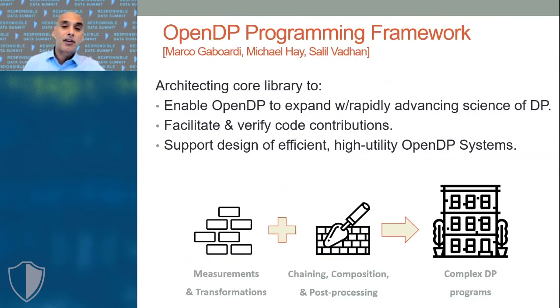For the core library of differentially private algorithms in OpenDP, we have been working with Marco Gaboardi and Michael Hay, who are experts in programming languages and databases aspects of differential privacy, to design a new novel programming framework that is flexible enough to enable OpenDP to expand with the rapidly advancing science of differential privacy, while making it easy for programmers to write programs whose privacy properties we can readily verify. Specifically, this programming framework allows us to express complex differentially private programs in terms of simple modular components that can be independently verified.